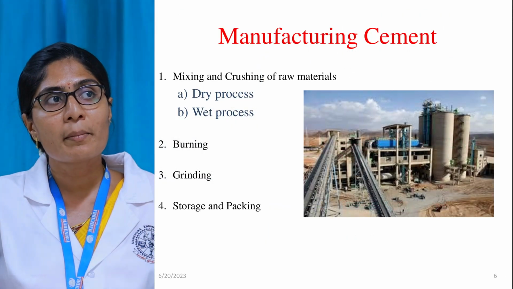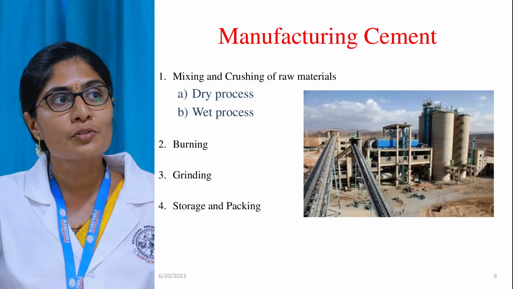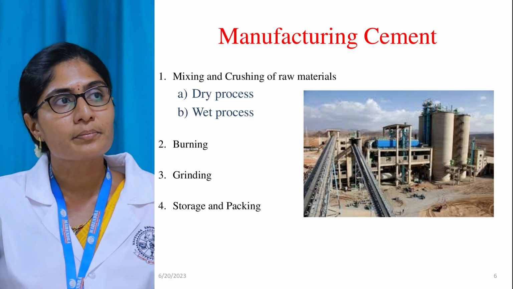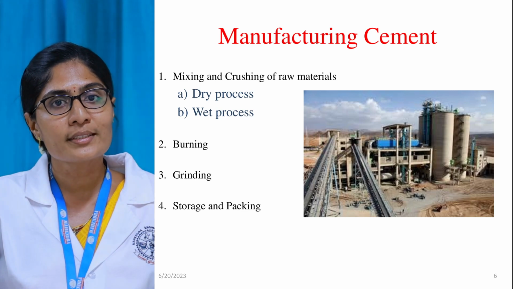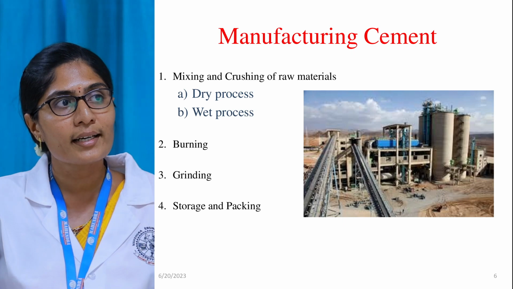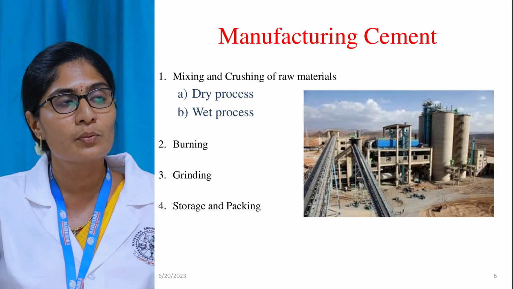So next topic is the manufacturing process of cement. It constitutes four important processes. First is mixing and crushing the raw materials, which is divided into two processes, dry and wet process. Second stage is the burning of the raw ingredients of cement. Third is the grinding of the ingredients. Last is storage and packing. We'll deal with all the processes individually.